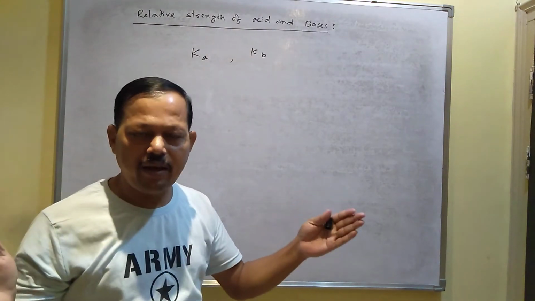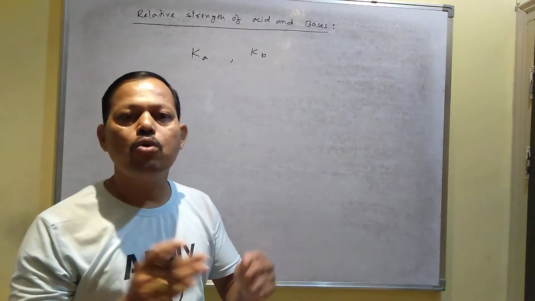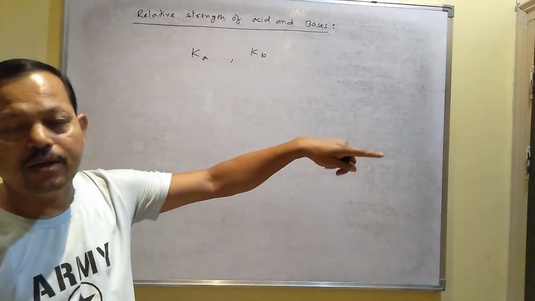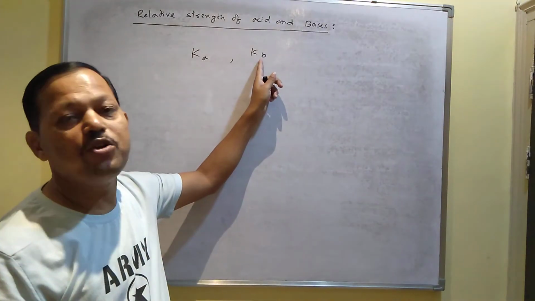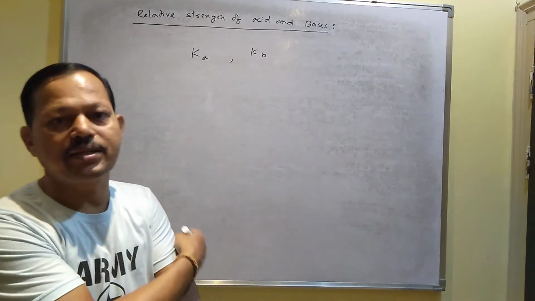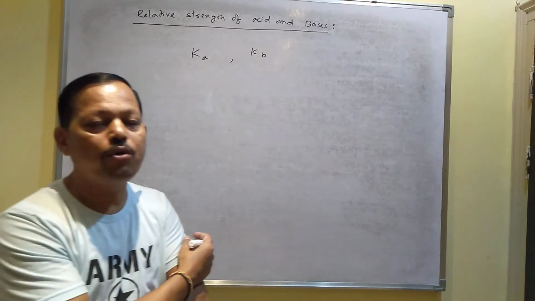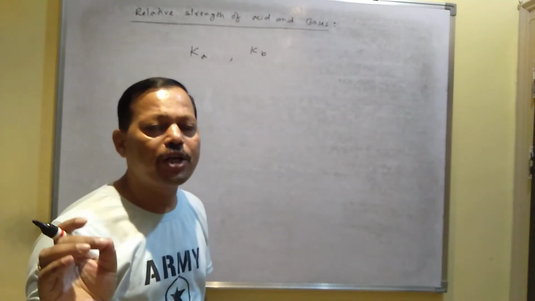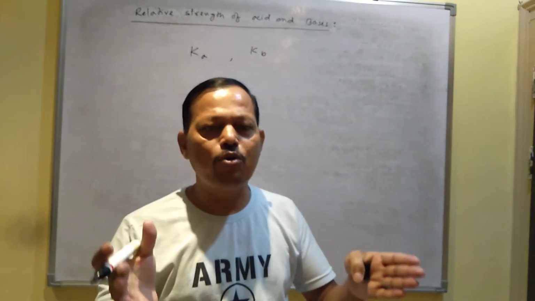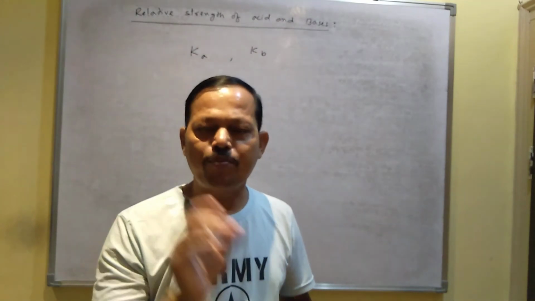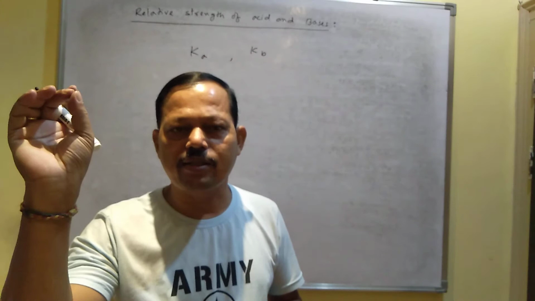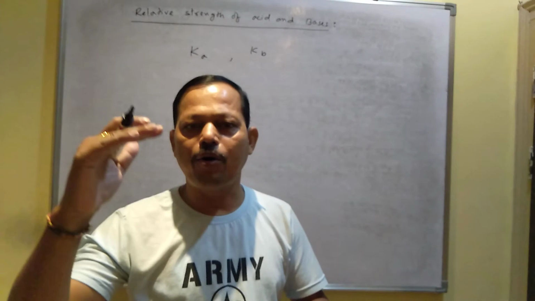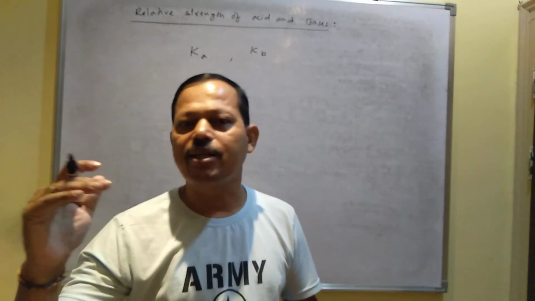Higher the value of Ka, stronger is the acid. Lower the value of Ka, weaker is the acid. Similarly, higher the value of Kb, stronger is the base. Lower the value of Kb, weaker is the base. So how do you know about Ka and Kb value? This Ka and Kb value is one of the experimental quantities. In your textbook, the Ka and Kb values for different acids and bases are given, and from those values you can find out who will be stronger, who will be weaker. Always remember, higher the value of Ka or Kb, stronger is the acid or base.